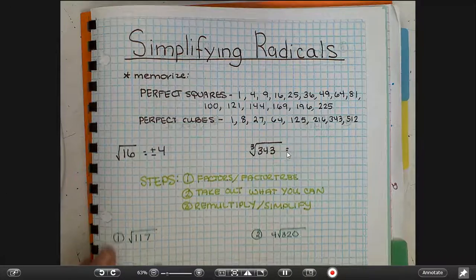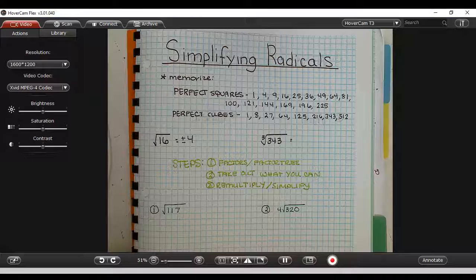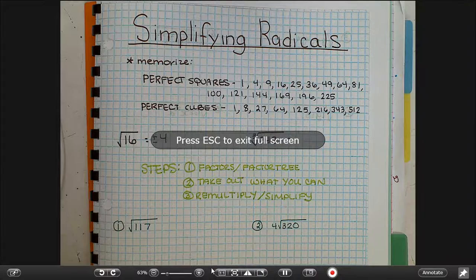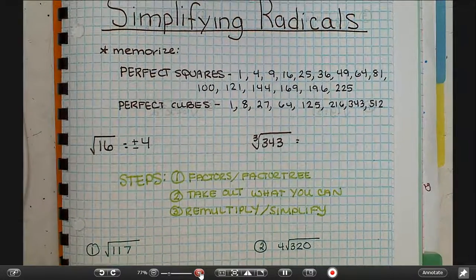Okay, so I'm going to try this again. Simplifying radicals should be a review, but if it's not a review, then welcome to Simplifying Radicals.